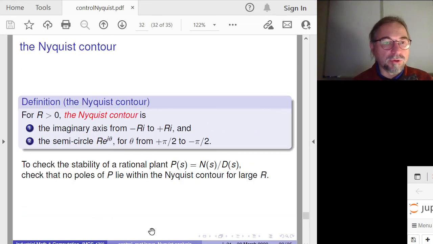How is this used in control? Well, there is the Nyquist analysis, named after Nyquist, who came up with the Nyquist contour. So we consider a very specific curve that contains a part of the imaginary axis for some radius and a semicircle. And we actually check that none of the poles lie in the region bounded by the Nyquist contour. So in some sense, this is very much related to general root finding, or finding roots of a general function.